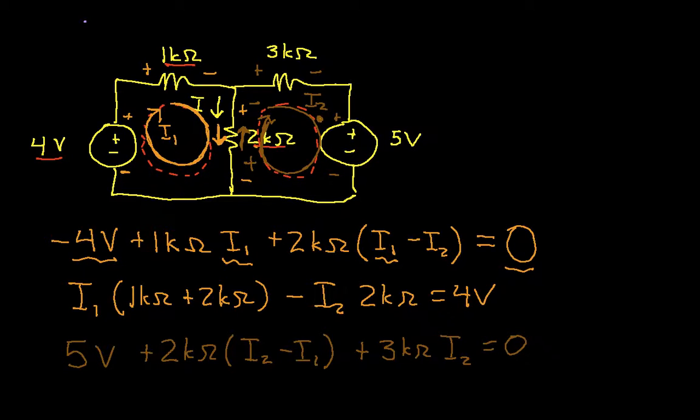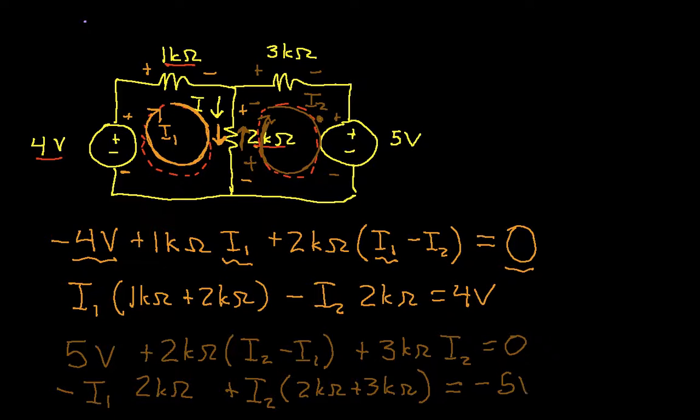And again, I can do some simplification on this. So I have minus I1 times 2K ohms, plus I2 times 2K ohms plus 3K ohms. Whoops, got that one wrong. Don't want to have this be I2, we want this to be I1. And we'll move the 5 volts to the other side, and we have minus 5 volts.